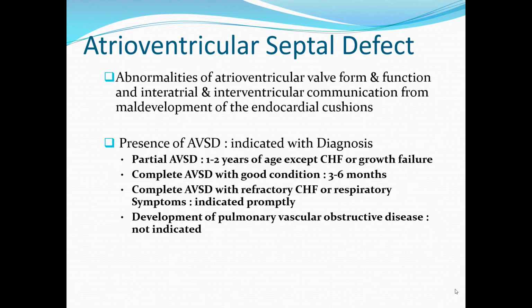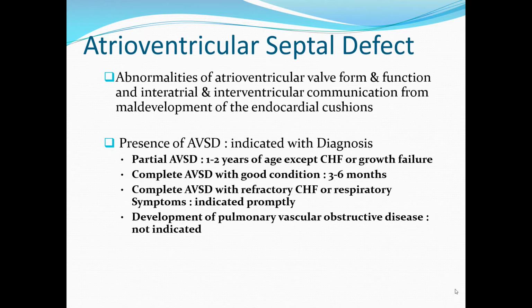Atrioventricular septal defect. Abnormalities of atrioventricular valve form and function and interatrial or interventricular communication from maldevelopment of the endocardial cushions. In this situation, the baby has ventricular septal defect, atrial septal defect, septum primum type atrial septal defect with abnormality of the AV valve.